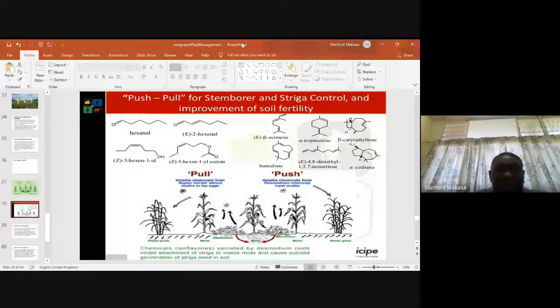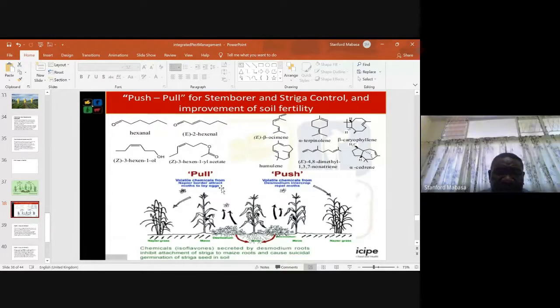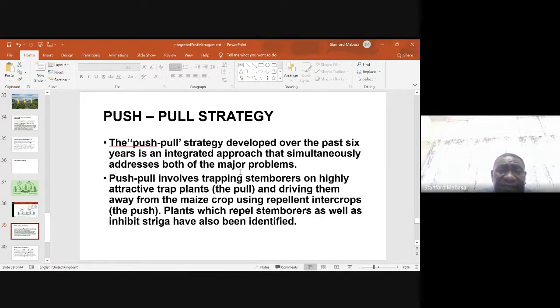Well, this is the push and pull for stem borer and striga control and improvement of soil fertility. These are the chemicals which are involved in the push and pull system. I've already tried to explain these issues. So the push and pull strategy, as it was termed, was developed over the past 6 years as an integrated approach that simultaneously addresses both the major problems.